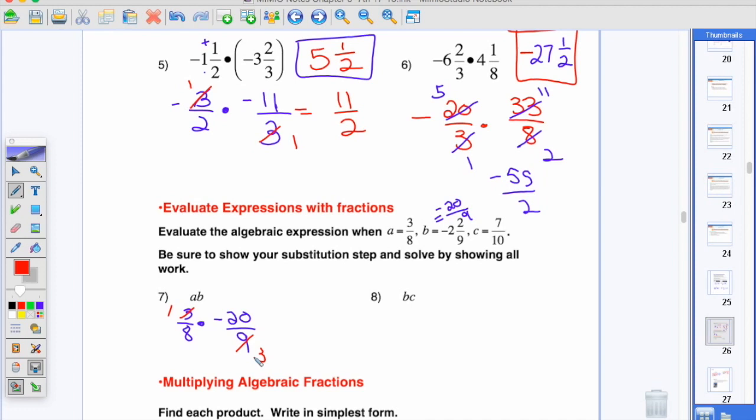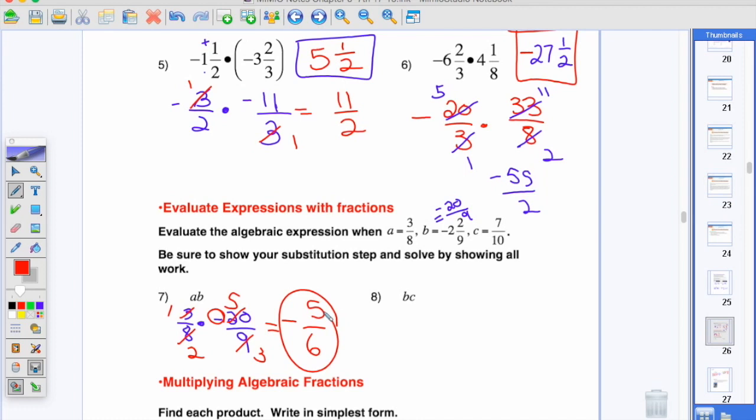Now I'm going to cross cancel. My 3 becomes a 1, 9 becomes a 3. I took out a 3 from both. And my 8 and 20 I can take out a 4, so I'm left with 2 and 5. I multiply going across, and don't forget there's a negative in there. So positive times a negative is a negative. 5 times 1 is 5, and 2 times 3 is 6. So my answer is -5/6.